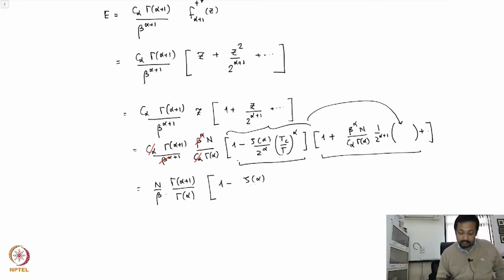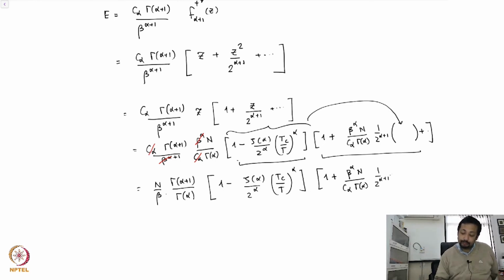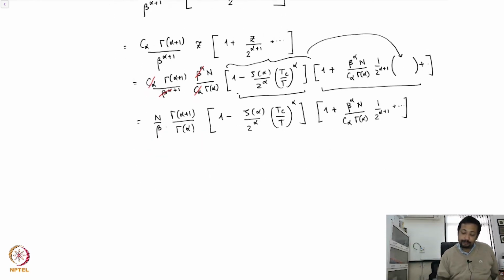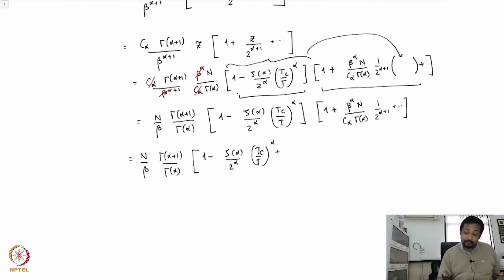1 minus zeta alpha raised to the power 2 to the power alpha, Tc over T raised to the power alpha, 1 plus beta to the power alpha n C alpha gamma alpha 1 over 2 to the power alpha plus 1 and higher order terms. N over beta gamma alpha plus 1 divided by gamma alpha, 1 minus zeta alpha 2 to the power alpha Tc over T raised to the power alpha plus higher order terms, which we always have and should not forget.